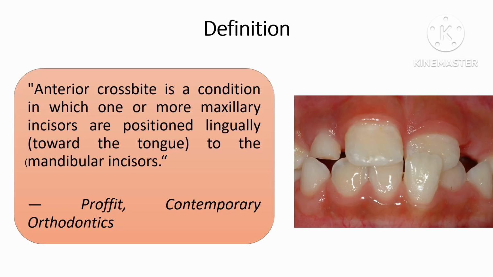According to Contemporary Orthodontics by Proffit, anterior crossbite is a condition in which one or more maxillary incisors are positioned lingually, that means towards the tongue, to the mandibular incisors.